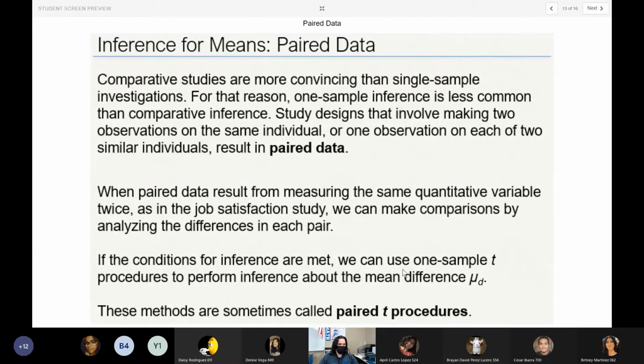Right, and so we're using the one sample t procedure on the difference because when we take the difference between those two comparative things, we get a single value. So it ends up being our sample is that difference. These methods are sometimes called paired t procedures.